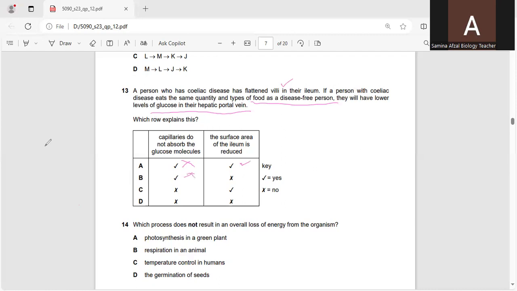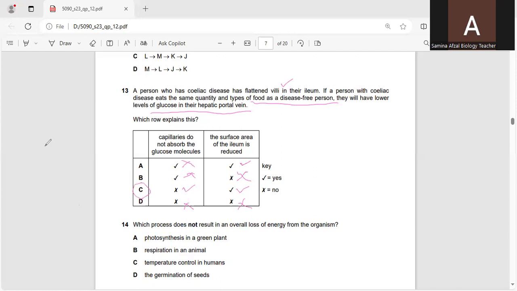This is again incorrect. So you can see over here, surface area. I already told you villi increase the surface area for more absorption. So here absorption will take place, but the surface area will be reduced. So most of the glucose will not be absorbed. Some of it will remain in the blood capillaries. According to this, C is the correct answer.